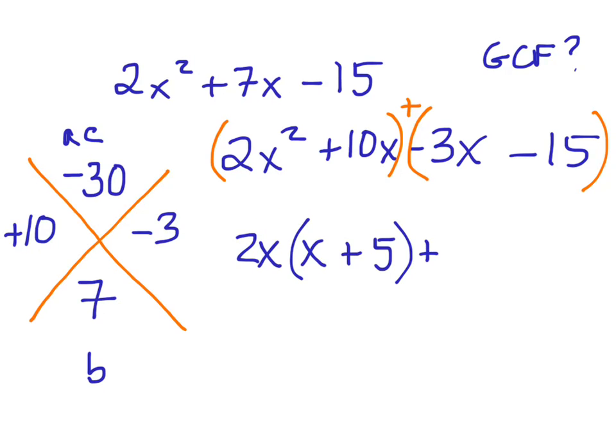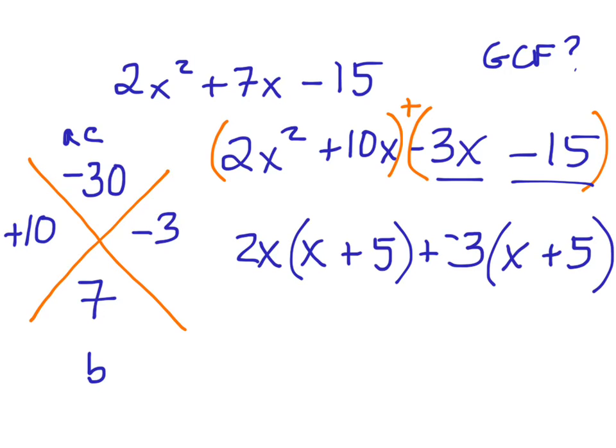Then in the second parentheses, I'm doing the same thing, looking for the greatest common factor of negative 3x and negative 15. If you have a negative that you could take out of each of these, let's go ahead and do that. I'll factor out a negative, and then it looks like the greatest common factor of these would be a 3. Dividing each by negative 3, negative 3x divided by negative 3 is x, and negative 15 divided by negative 3 is positive 5.